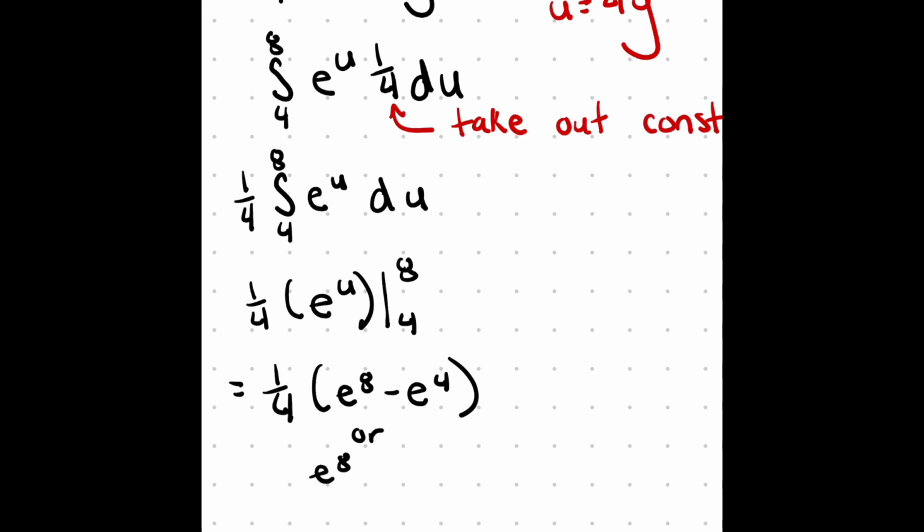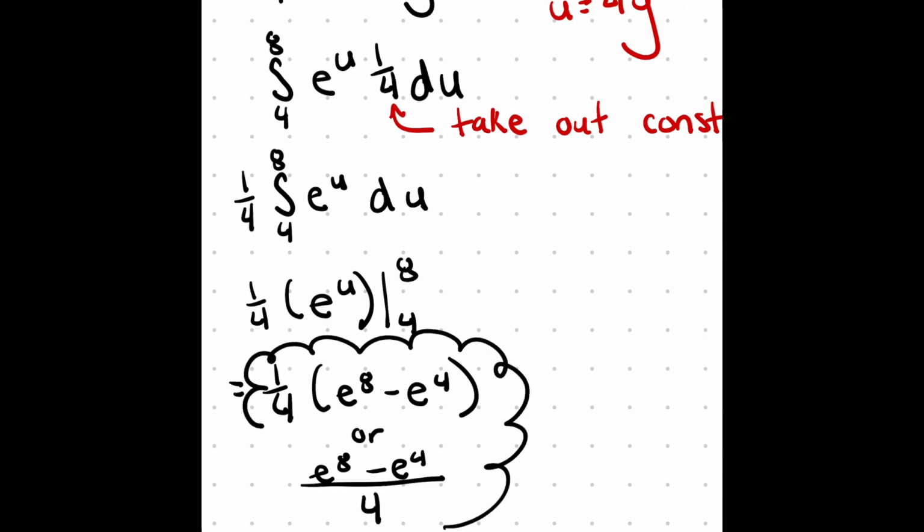Or you can go ahead and write it just as e to the 8th minus e to the 4th over 4. Whatever you prefer. And that's just about it.